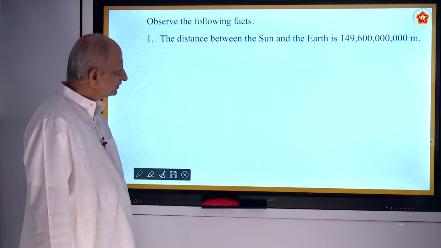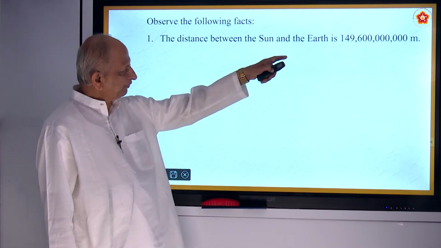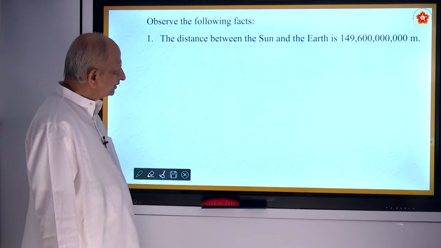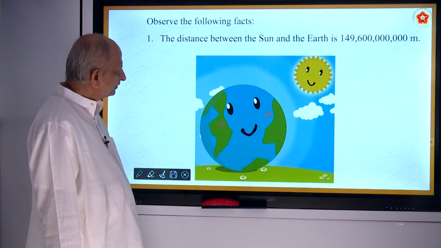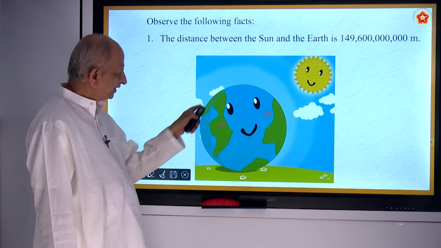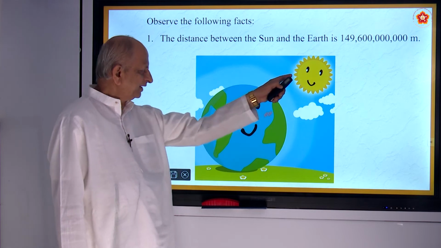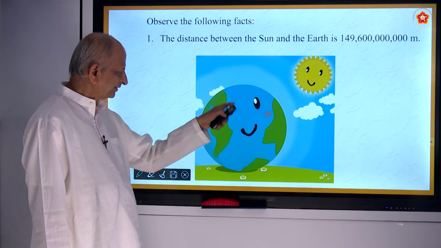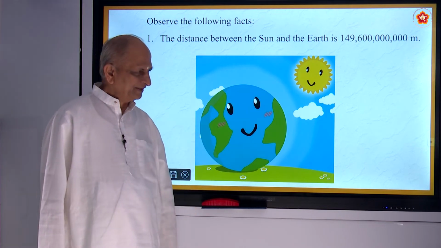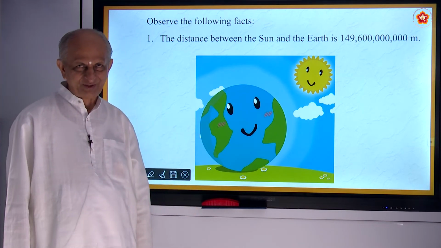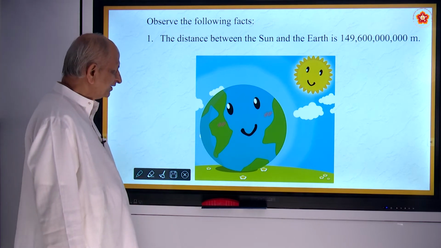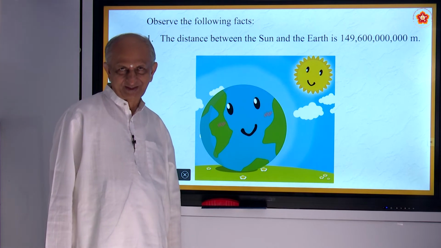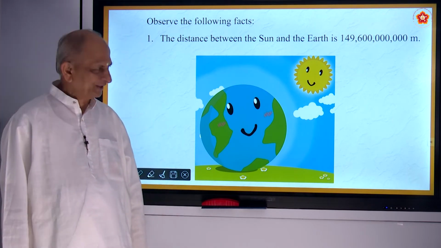So in meters, it means 149 followed by 9 zeros. And this is one diagram of the sun and the earth. Here the earth is shown to be bigger than the sun itself, but it is only a drawing. Actually it is not so. Do not think that the earth is bigger than the sun. The sun is bigger than the earth. Let us see how much bigger in today's class.